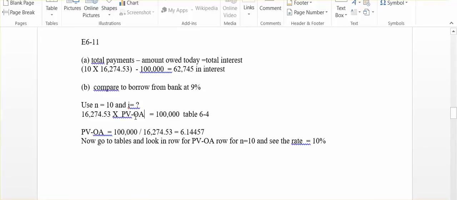You can just make that equal to $100,000. So we need to divide the left side and the right side by 16,274.53. What we get is that the present value of the ordinary annuity factor, this is my variable, equals 100,000 divided by 16,274.53, which is 6.14457. So if we go to table 6-4 and look for n equal to 10 and go across that row until you see the rate that's closest to 6.14457, you'll see that it's 10%.